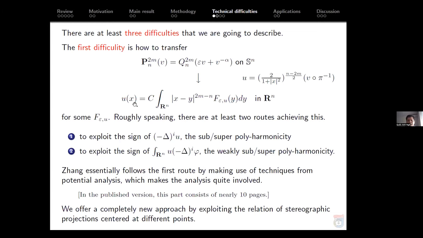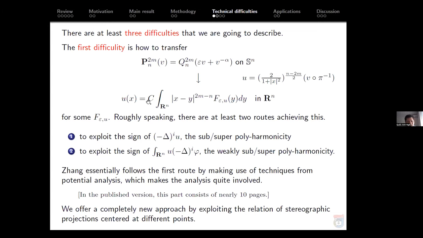They are very similar, and they conserve what we call the super polyharmonic property. So to be able to transfer this equation to a suitable integral equation, you need to control the sign of the multi-Laplacian of the solution. And in fact, Xihong Zhang followed this approach. He made use of a lot of techniques from potential analysis, and eventually he was able to get this integral equation.